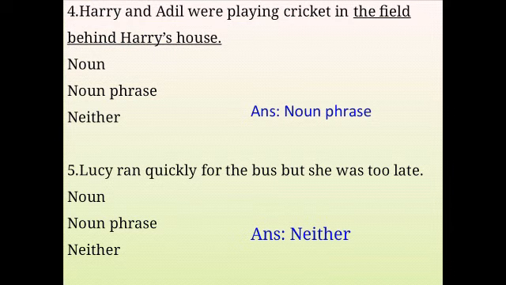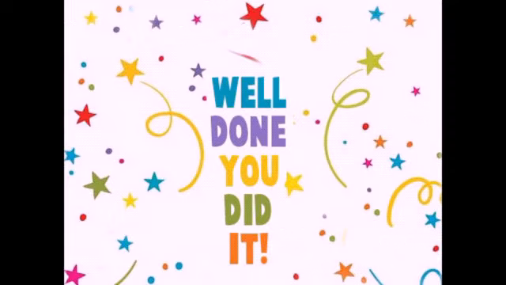Lucy ran quickly for the bus, but she was too late. The underlined part is quickly. What is it? It is neither. It is neither a noun or a noun phrase. So the answer comes as neither. Very good. So you all have passed the test. You have understood what a noun phrase is.